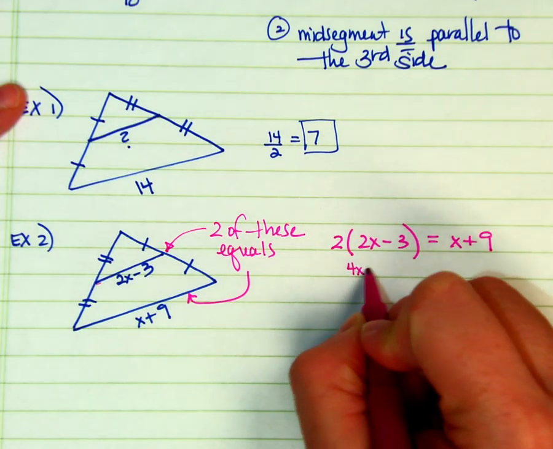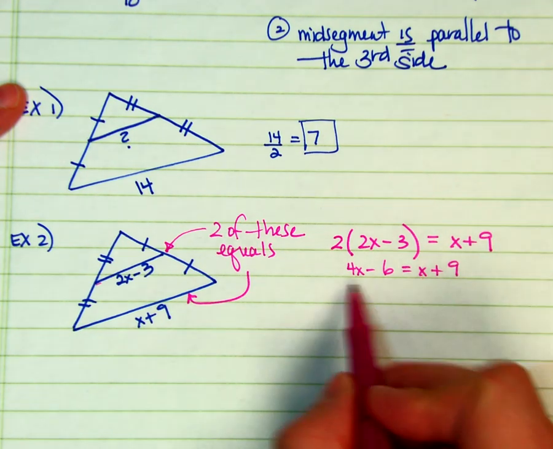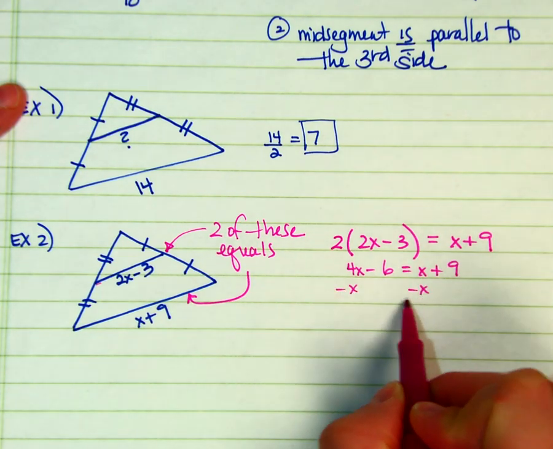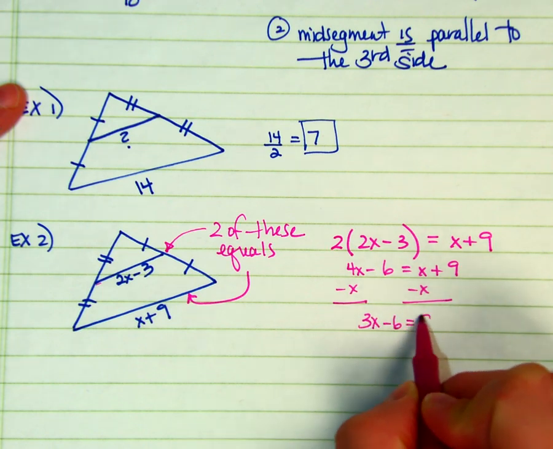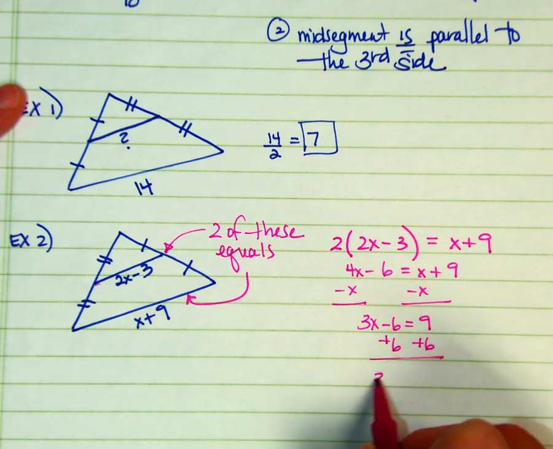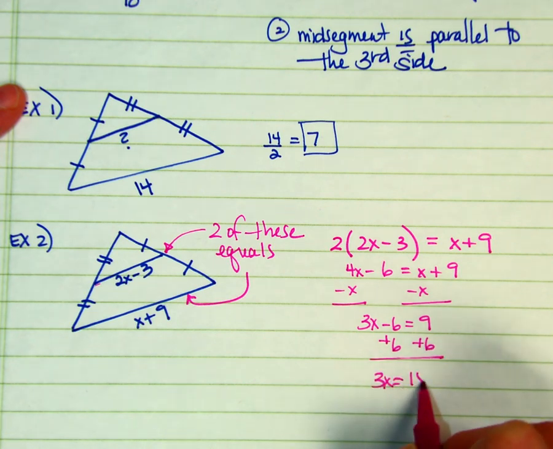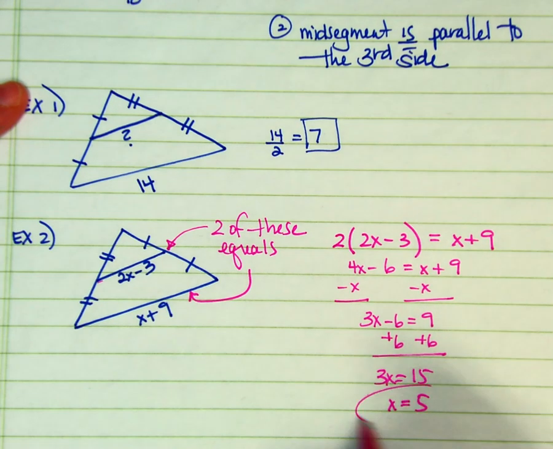So 4x minus 6 equals x plus 9. I'm going to subtract x after I distributed. So 3x minus 6 equals 9. I'm going to add 6 to both sides. 3x equals 15. And then divide both sides by 3 and get x equals 5.